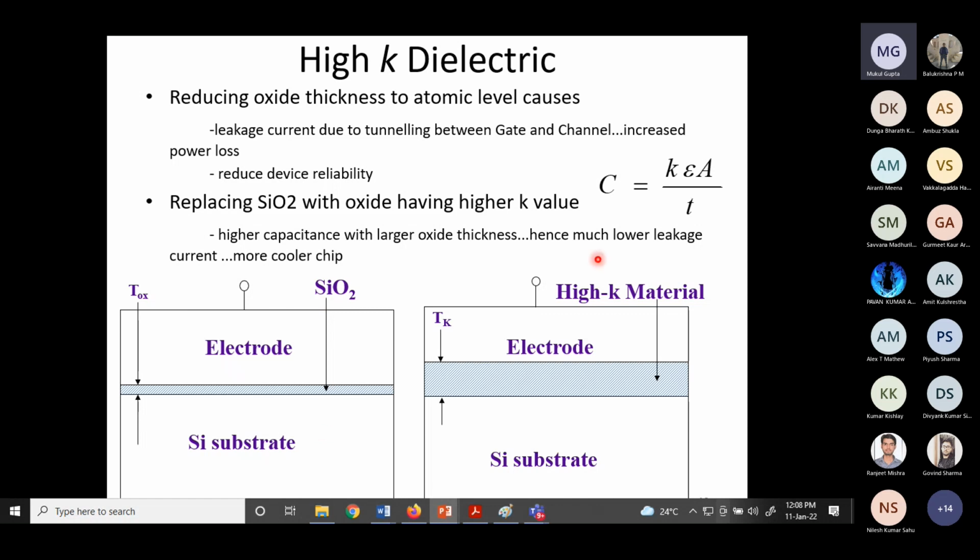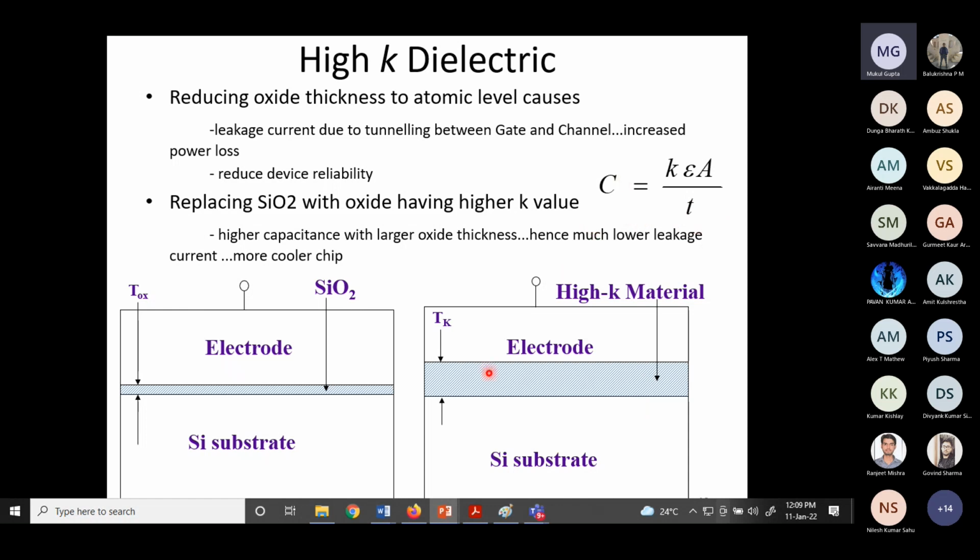But if you keep on reducing this Tox, to maintain that control, at some point you will have a situation where we will have only a few atomic layers of oxide. That can be very detrimental, because that will reduce the reliability of the device. So what we can do, we can replace SiO2 with some high K material. High K means high K value material. So you see in the formula, if we increase K, that will also give higher capacitance, and you can get the control without reducing the thickness of the oxide, right?